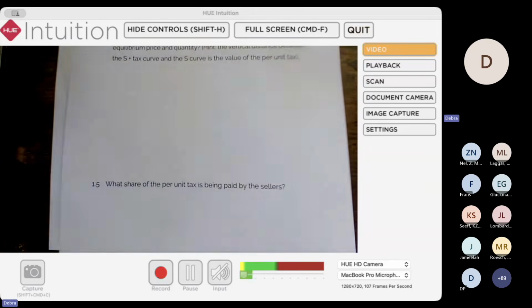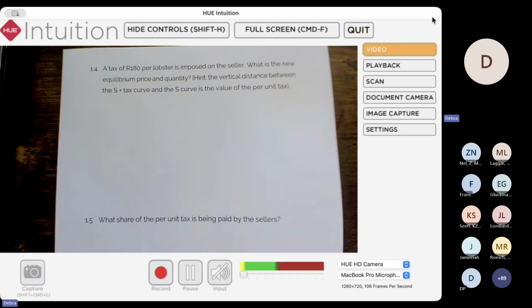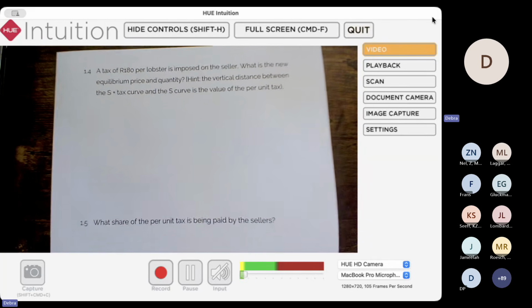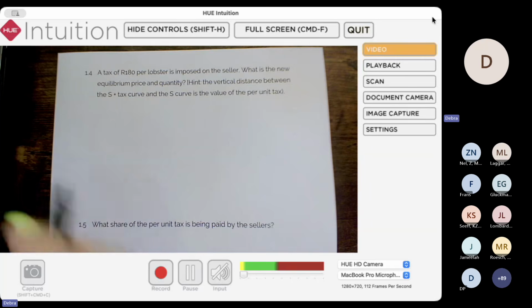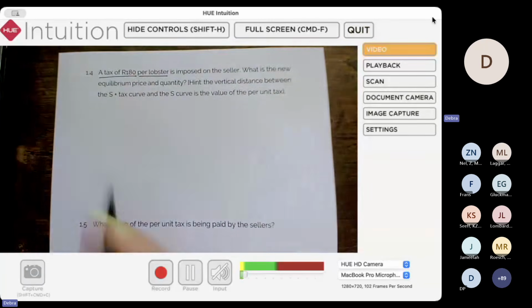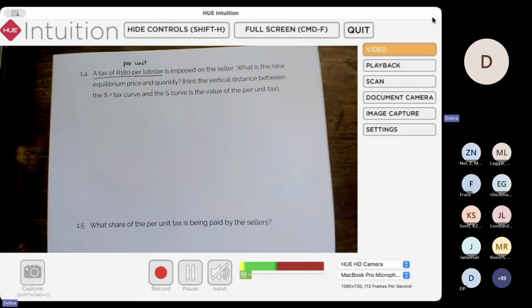Okay, now I'm going to go to 1.4, and this is where we bring the tax into the picture. So this was the question that somebody asked me to do specifically for the revision today. So there's going to be a tax of 180 Rand per lobster. So we call this a per unit tax. It means we apply exactly the same tax value to every unit that is produced.